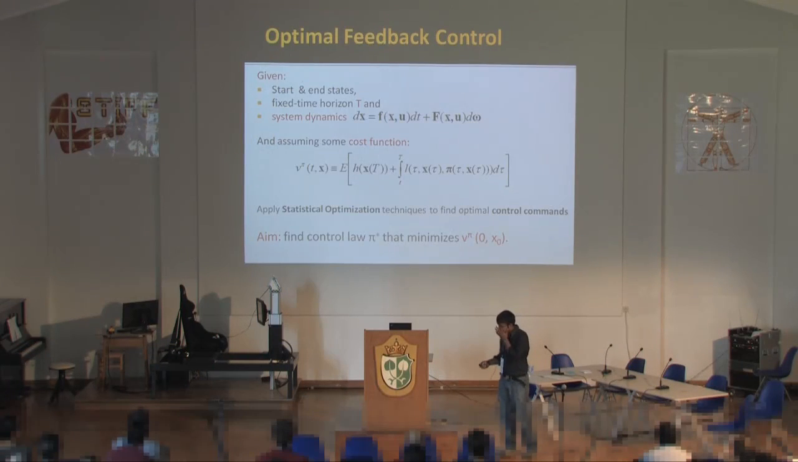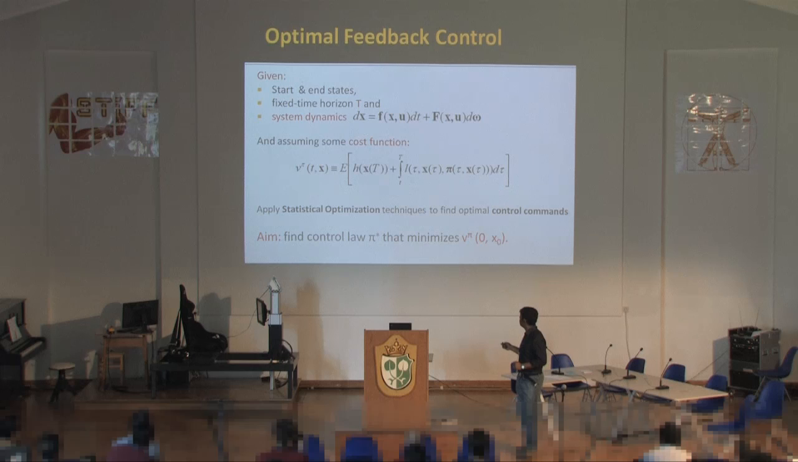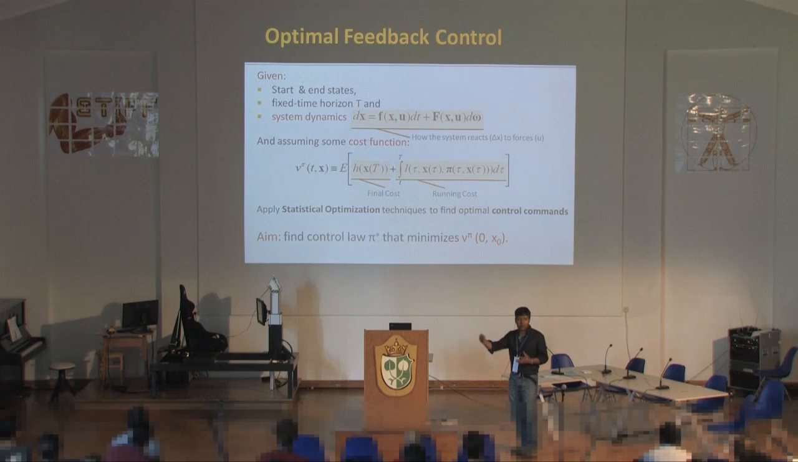Okay, so what are the basic ingredients for doing something like optimal feedback control? You want to be given a start and end state, given for the moment, let's say, a fixed time horizon, and some system dynamics which specifies how the system reacts to a force, how the system changes its state. So given a basic system dynamics equation and assuming some cost function, say you have a combination of some final cost if you're hitting or reaching for something and some running cost, so typically energetics. If you're given a combination of these costs, then you want to apply some statistical optimization technique to find a control law that minimizes this cost function. So that's the fundamental.